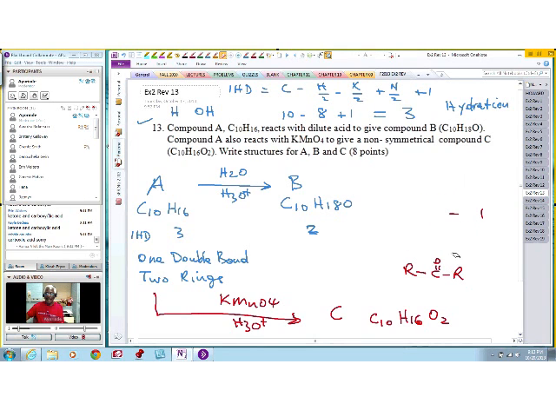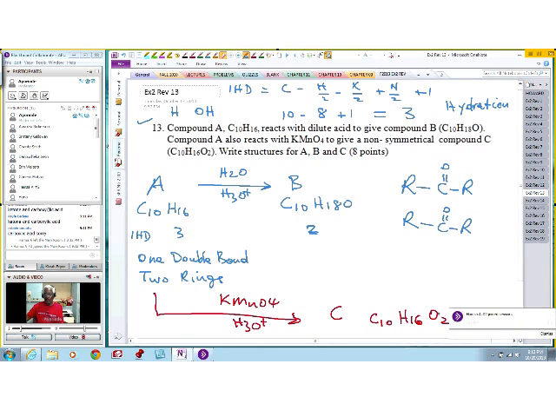Now, we ruled out those possibilities. So therefore, what would be the possibilities here? The possibility is that you're forming 2 ketones, because you only have 2 oxygen here. Now it says, whatever this compound C is, it is non-symmetrical. Now, let us look at the possibilities.